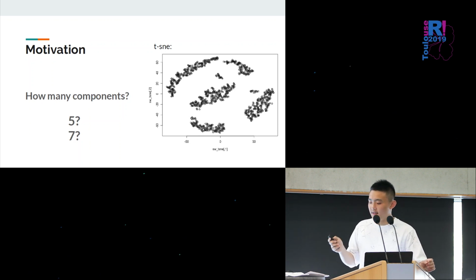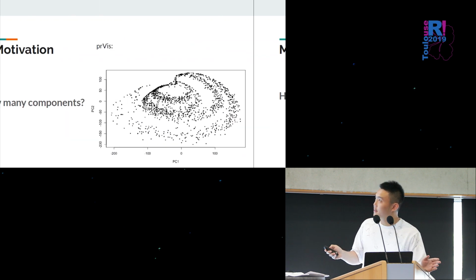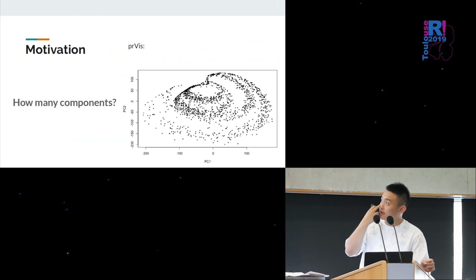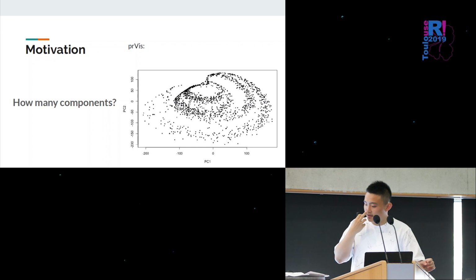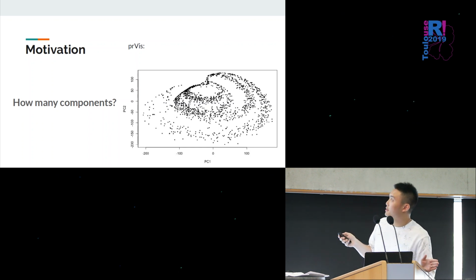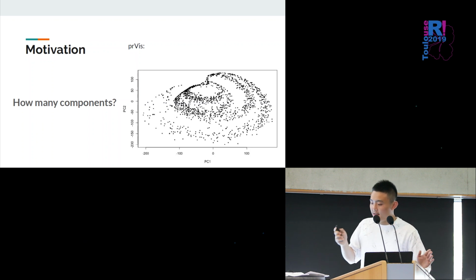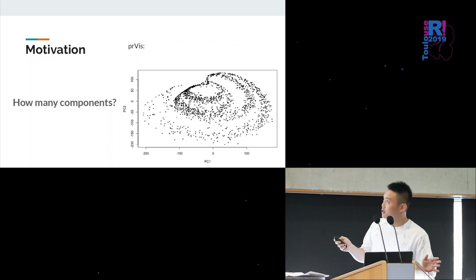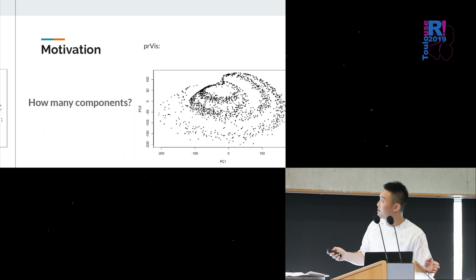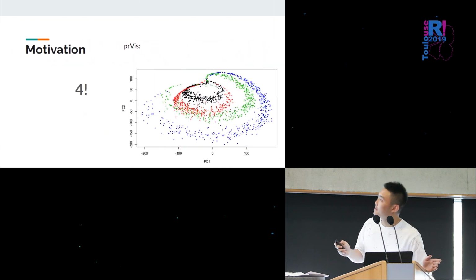So let us see how prVis does. This is the result of the prVis transformation. There seem to be 4 components here, although there's overlapping here and there. And then we bring back the group information and apply color to it. And this is the result. How amazing is that, right?